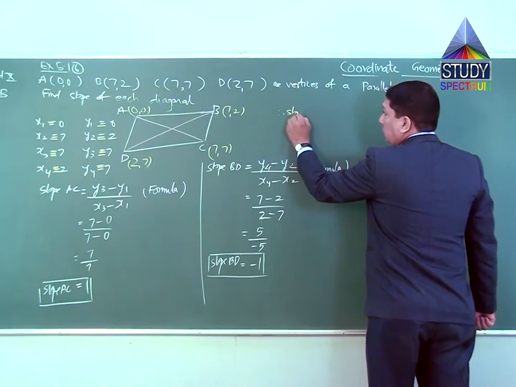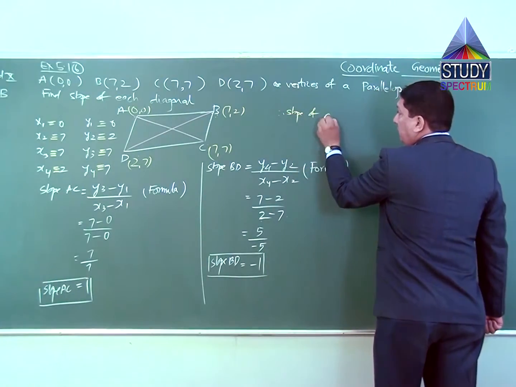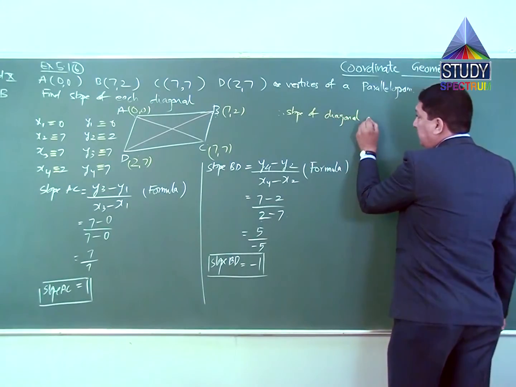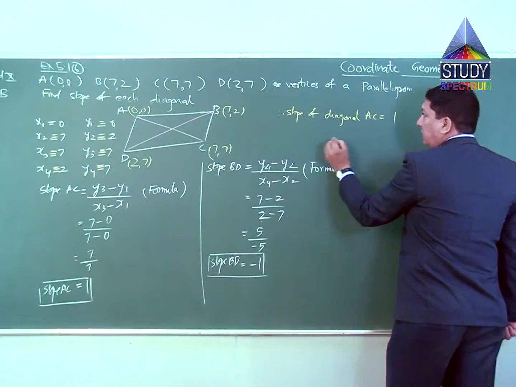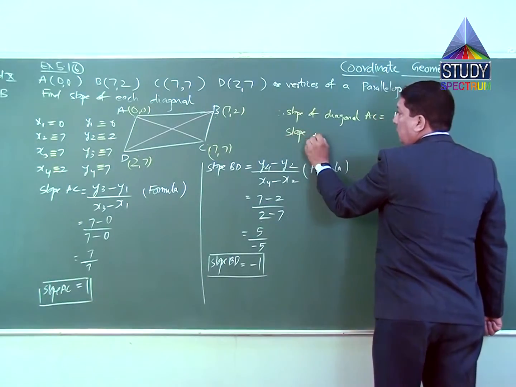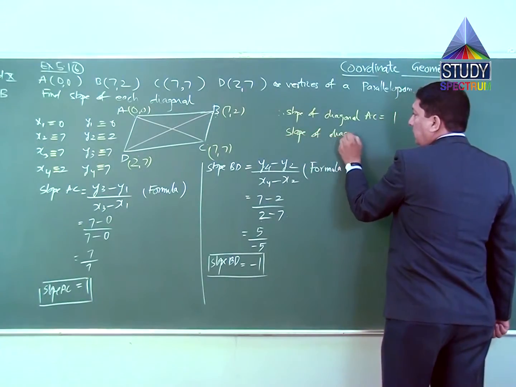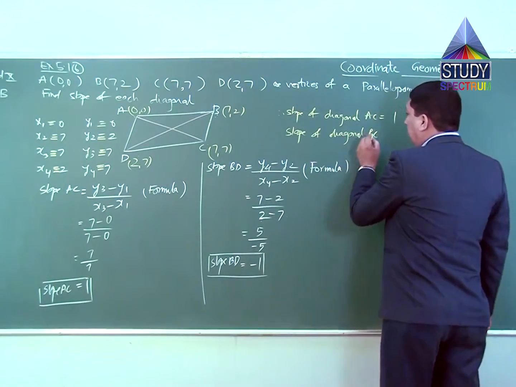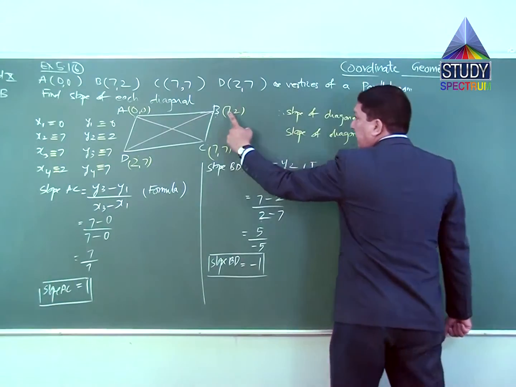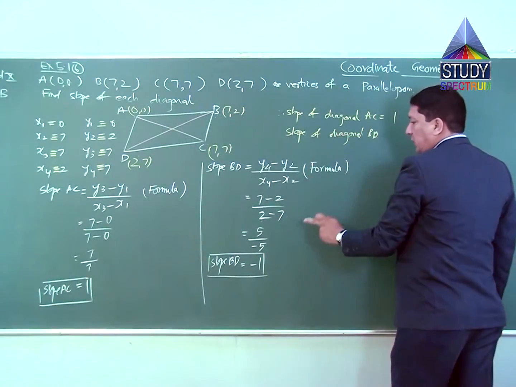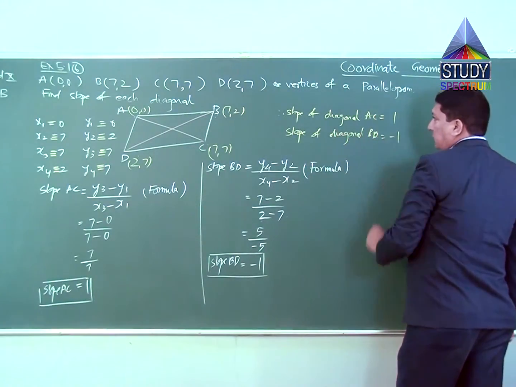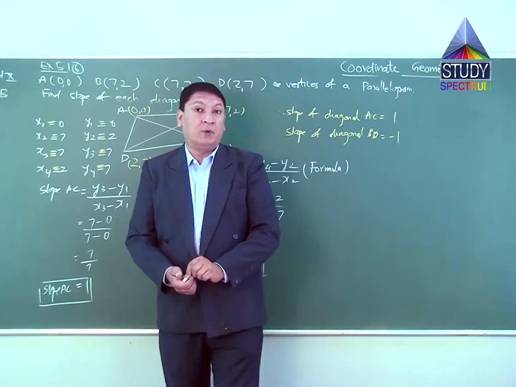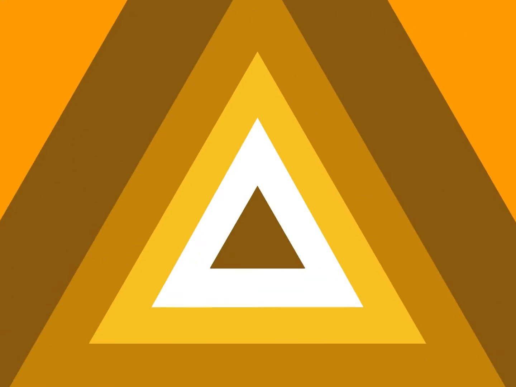Therefore, slope of diagonals. First diagonal is AC, slope 1. Slope of diagonal BD, B and D point it is, equals to minus 1. So these are the slopes of the diagonals of a quadrilateral, which is a parallelogram.